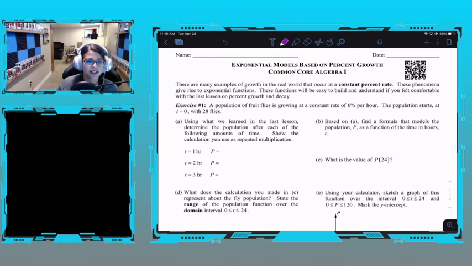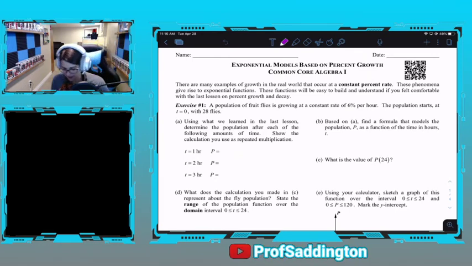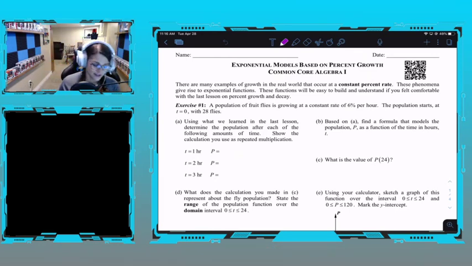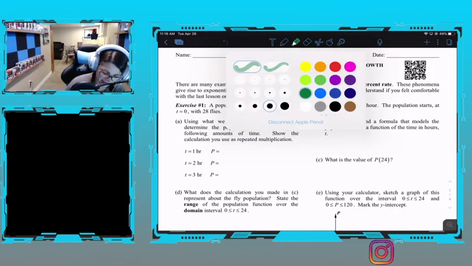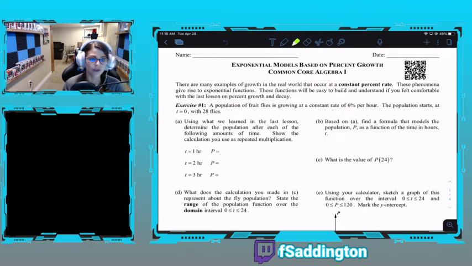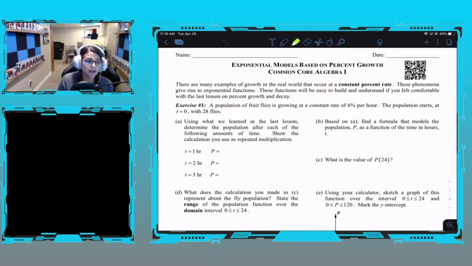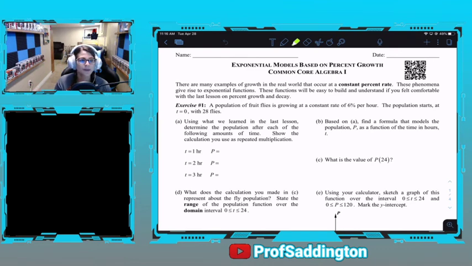All right, so let us begin. We're going to be putting together what we did last week into context. There are many examples of exponential growth in the real world. Really, exponential growth right now with COVID-19, though we're on the downward slope, so it's going to start looking quadratic. Lesson for another day.